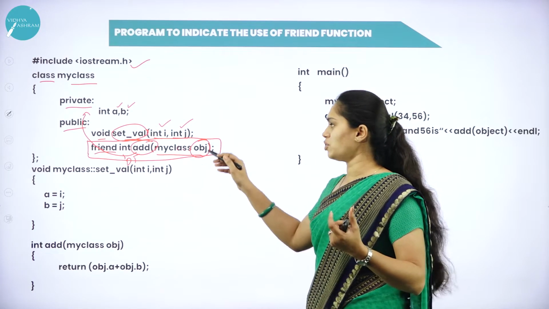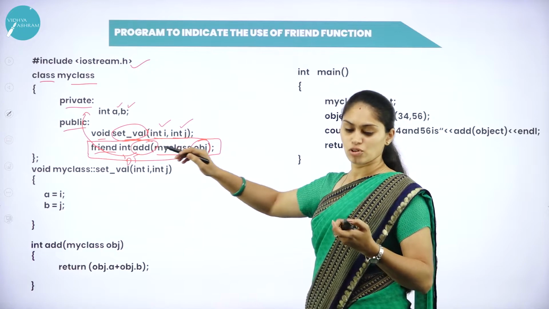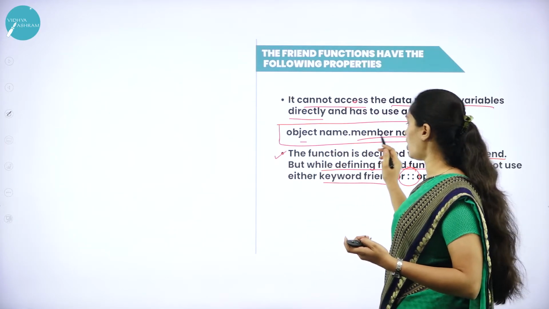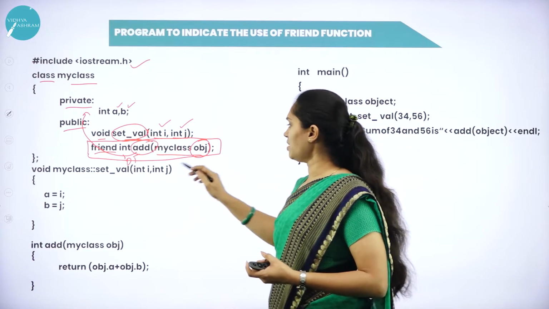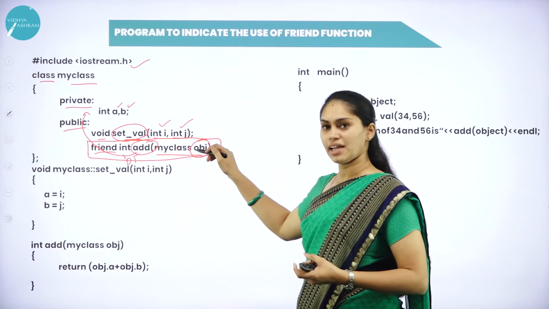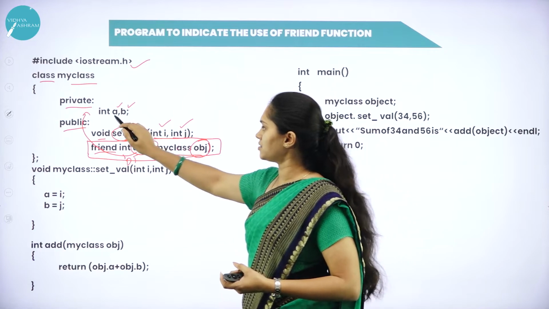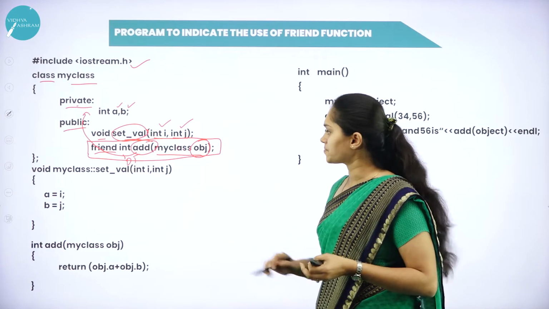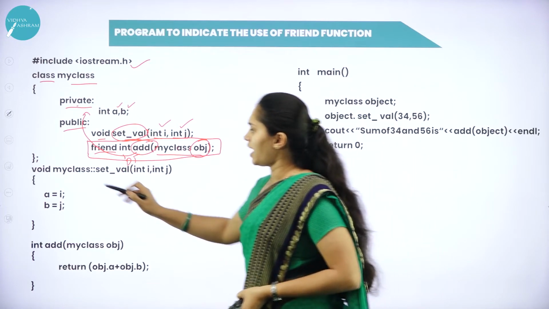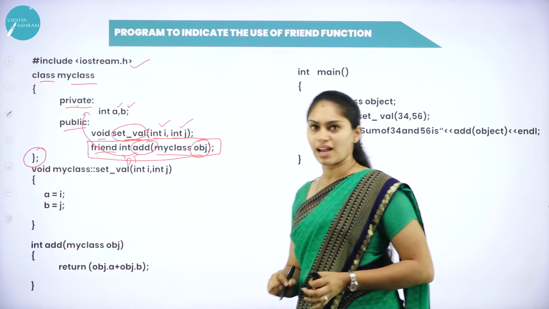So if I want to access that class, I have to use the syntax object name dot member name. If I want to access this A and B with the help of this object, I can access the data members which come under private. Okay, that is regarding this line, and this ends the scope of a class.